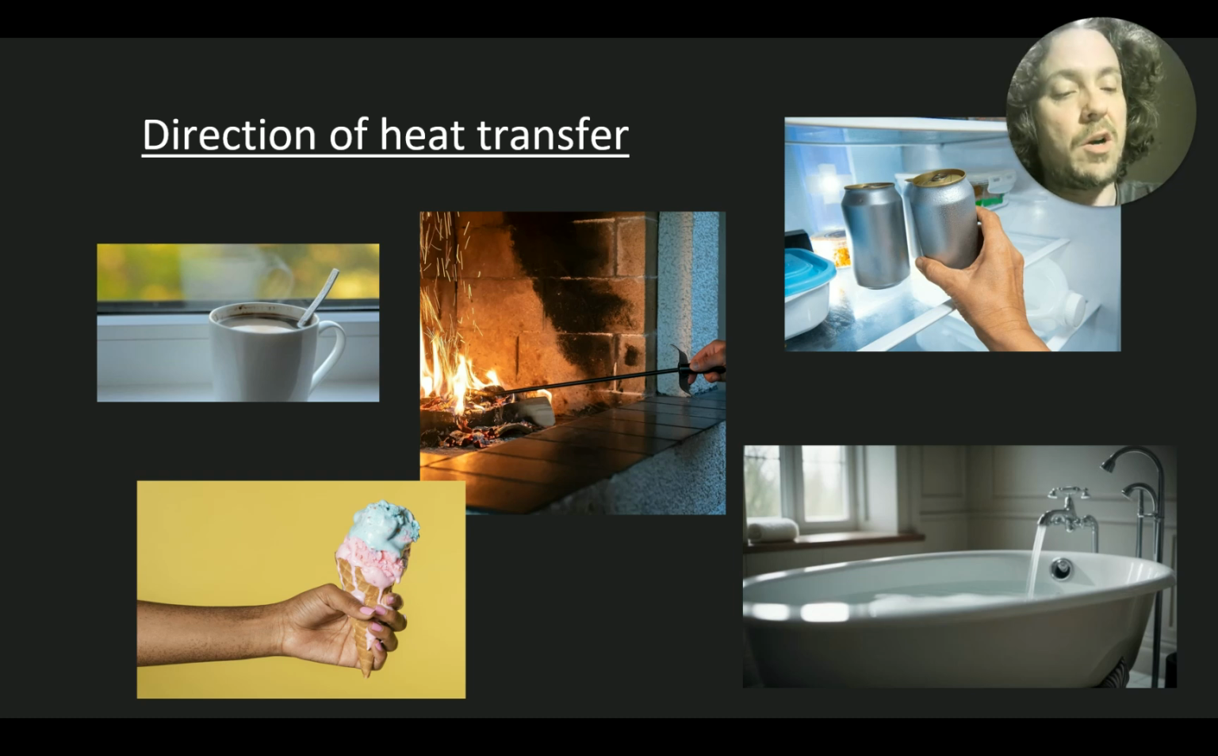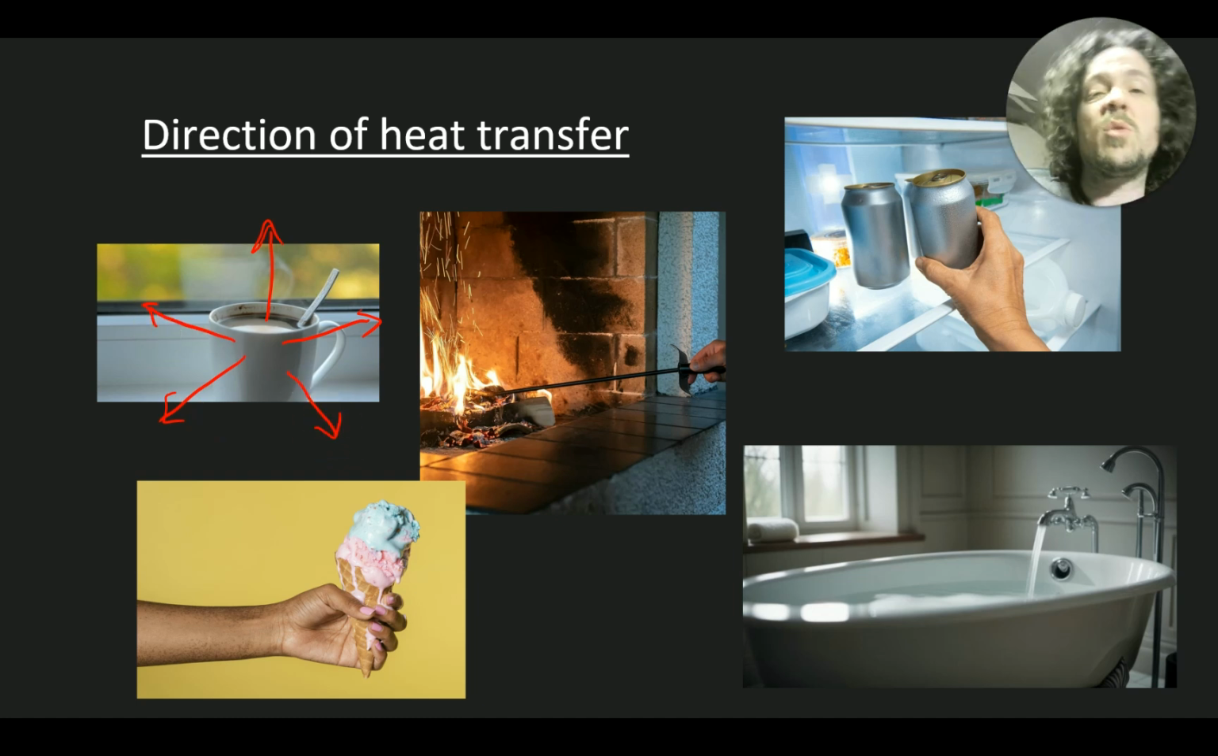Now, when you think of a hot cup of coffee, like we've got here, the coffee itself is hotter than the surroundings. And as you're aware, over time, a hot cup of coffee will cool down. So that heat energy has gone from the hot cup of coffee into warming the air around it. So in this instance, we can think of the heat travelling from hot to cold. And in fact, that applies to all of these examples.